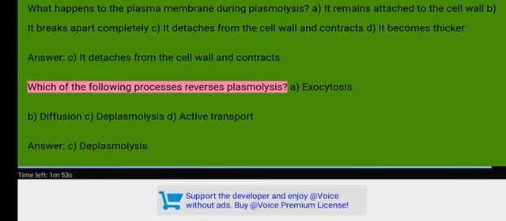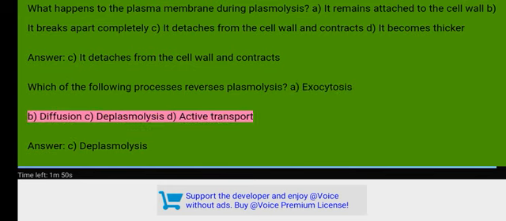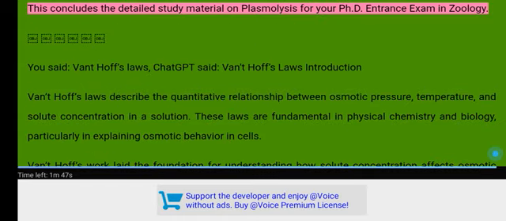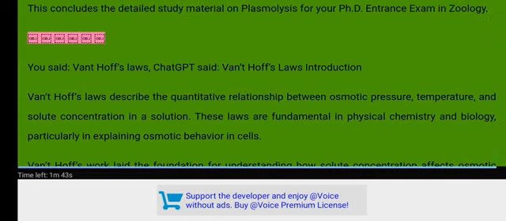Which of the following processes reverses plasmolysis? A. Exocytosis. B. Diffusion. C. Deplasmolysis. D. Active transport. Answer: C. Deplasmolysis. This concludes the detailed study material on plasmolysis for your PhD entrance exam in zoology.